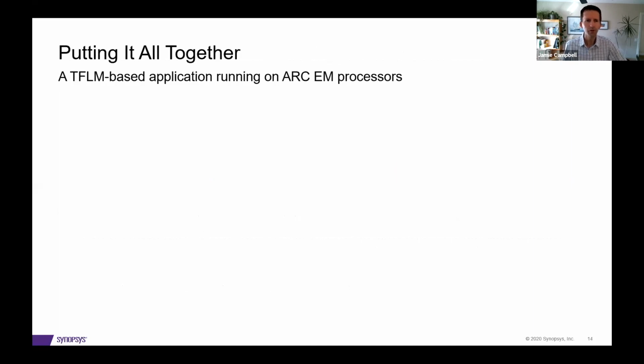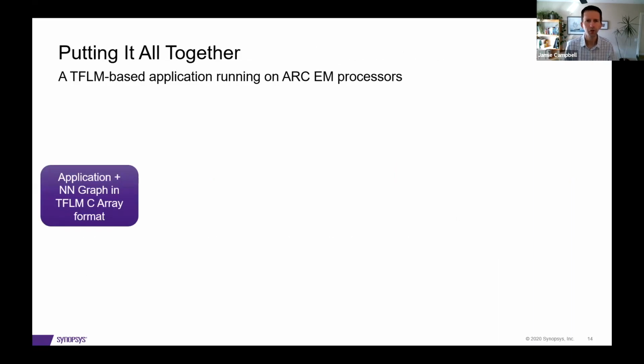Okay, so if we want to put this all together, I've shown you a bunch of components so far. So I want to give you a view of how you build a system using all of these pieces. So you would have some AIoT application. You will have developed and trained a graph, converted it to the TFLM, TensorFlow Lite for microcontrollers format. And you will make a call from your code to the TFLM interpreter. So it will read each layer of your graph and execute it.